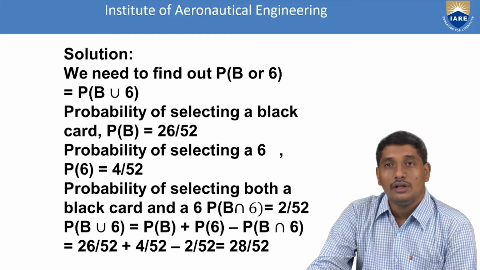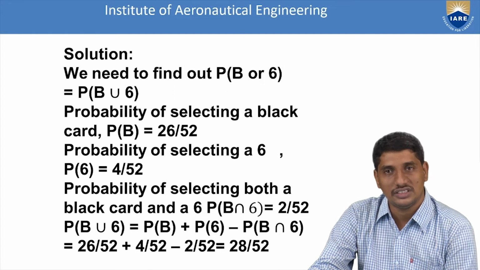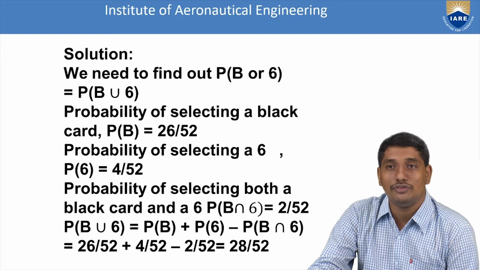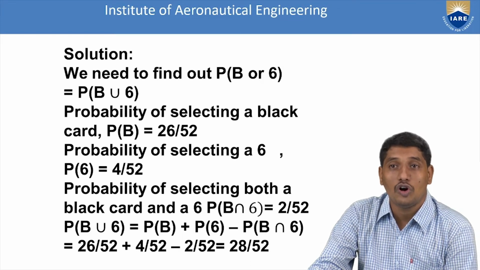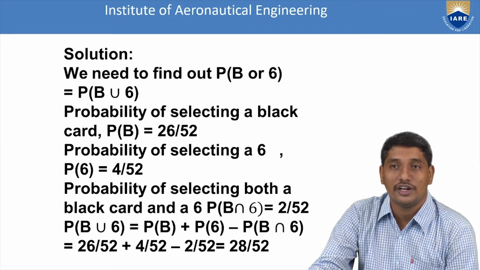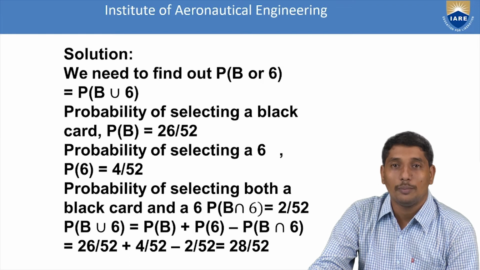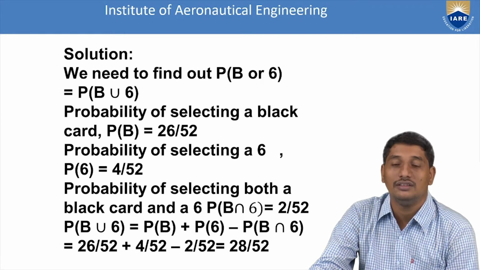Now let's come to the second event, P of 6. That is the probability of getting the number 6. How many cards with number 6 are there? There are a total of 4 cards with number 6 on their front side. So 6-numbered cards total 4. So the probability of getting 6 is 4 by 52 and hence it is 1 by 13.